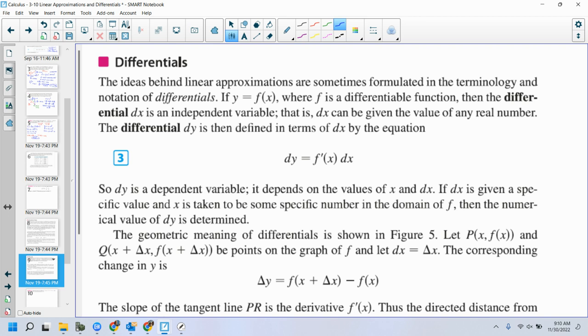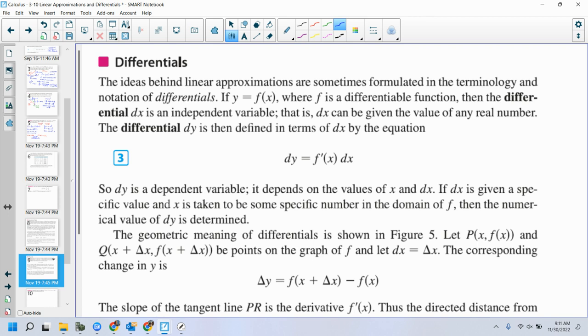You can branch off. In my college career, I had to take two classes called differential equations. What you do in those classes is keep looking at, if I know that I can find the derivative to approximate a certain function, what does that tell you about the new functions that I can create? Differential equations. The idea behind linear approximations is sometimes formulated in the terminology and notation of differentials.